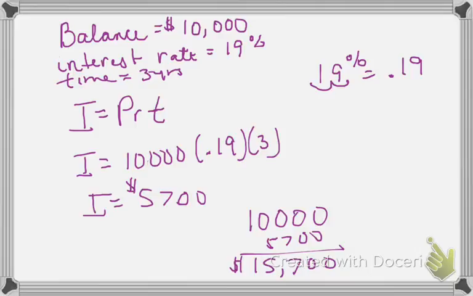So if your balance is $10,000, let's say you have a credit card and you got it maxed to $10,000, and the bank's charging 19% interest, and for 3 years you make payments. All right, and so for 3 years you will pay off your loan, and you would have paid a total of $15,700, $5,700 more than what your balance was. So my interest is $5,700.